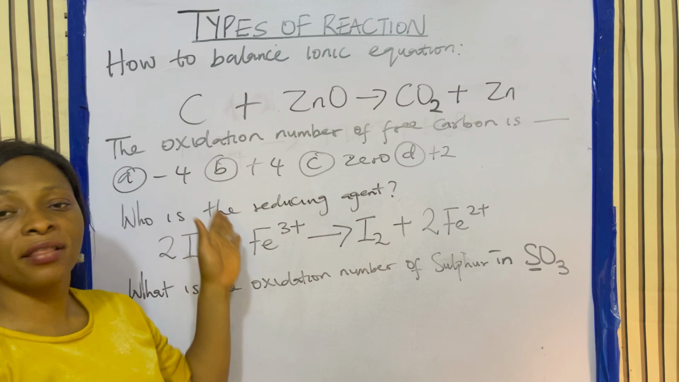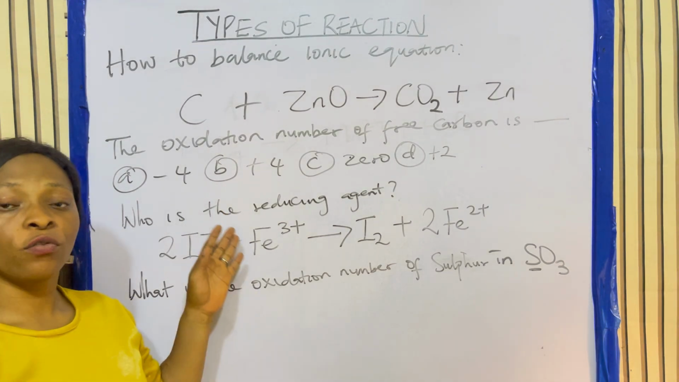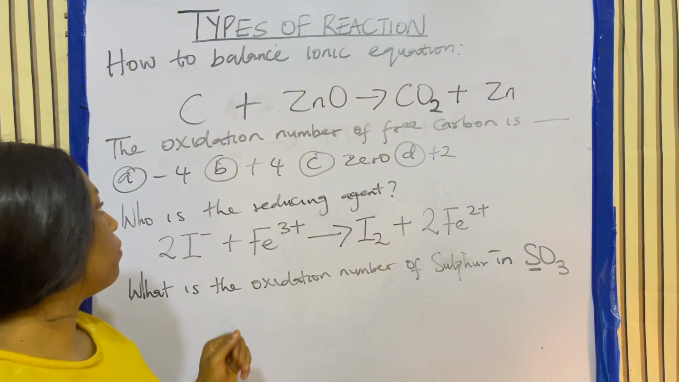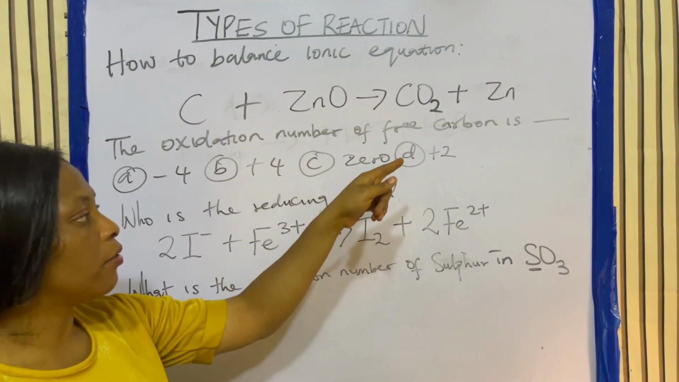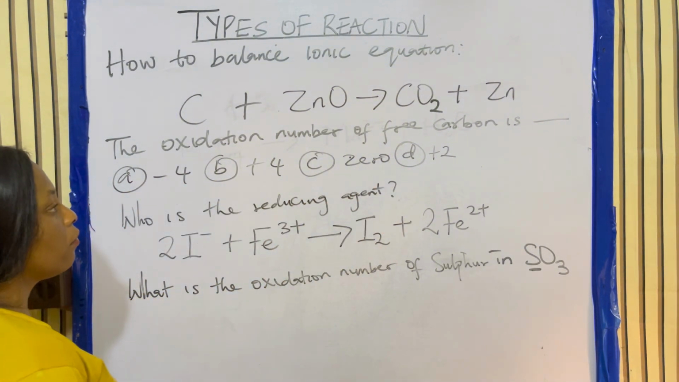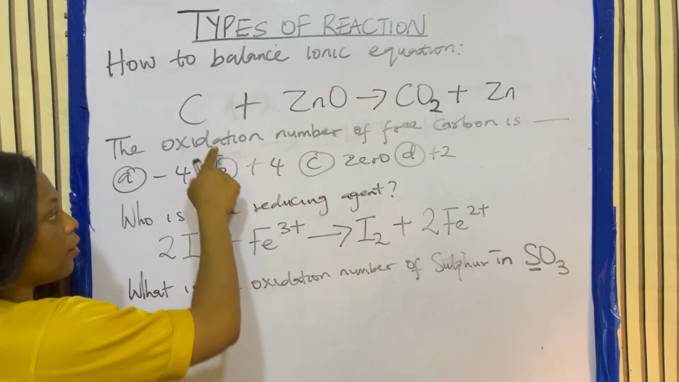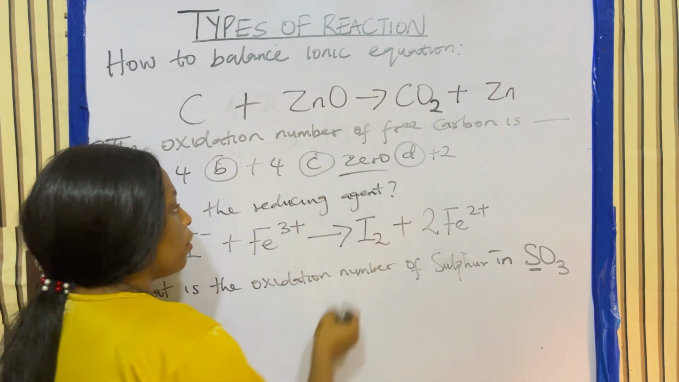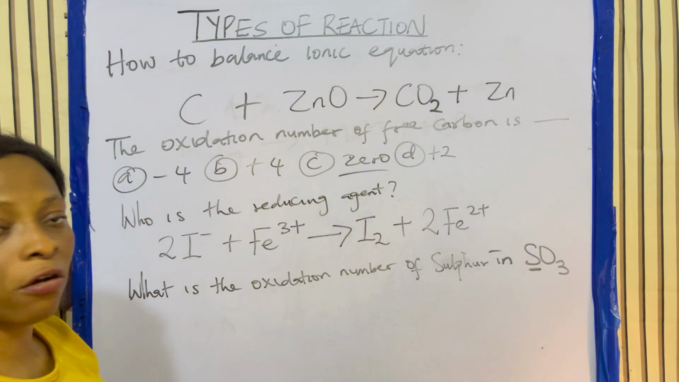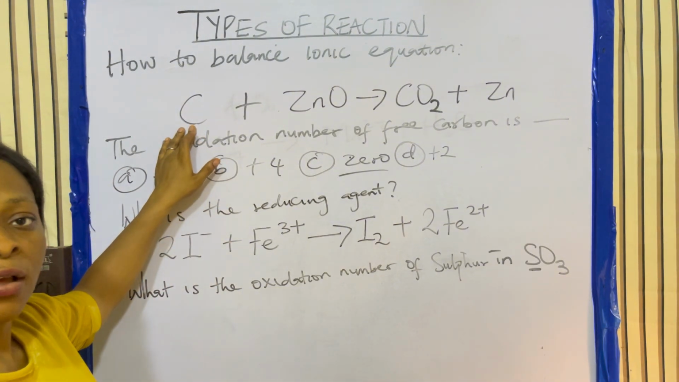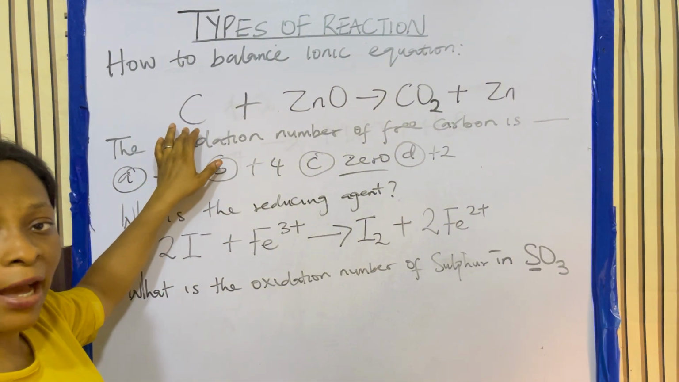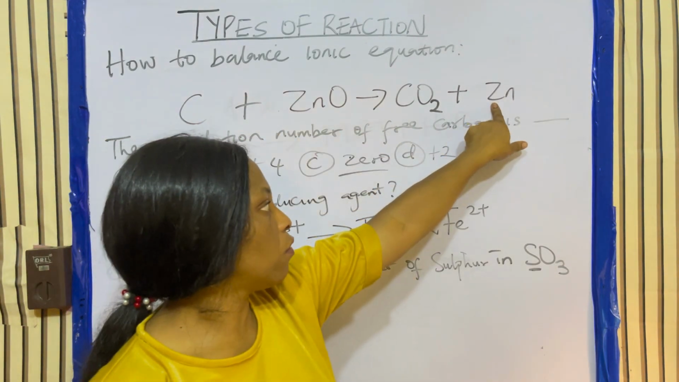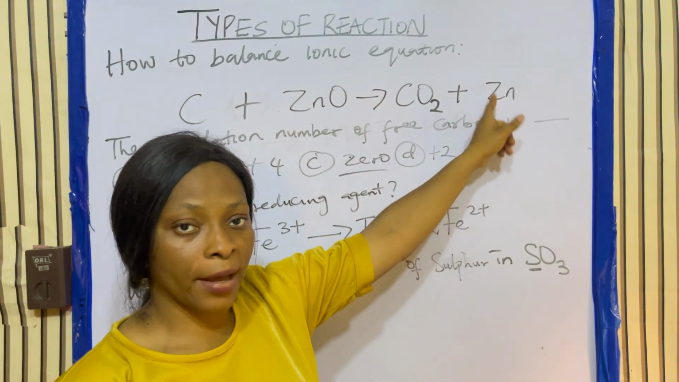Okay, so look at these following questions. I'm going to answer some and I'm going to leave some for you to answer. Let's look at question 1. The oxidation number of free carbon is dash. Now, free carbon, which one is free carbon here? This is free carbon. What will be the oxidation number? The oxidation number is 0, because the oxidation number of any compound that is free, not combined, is 0. Like here is 0, this one is also 0 because it is not combined.